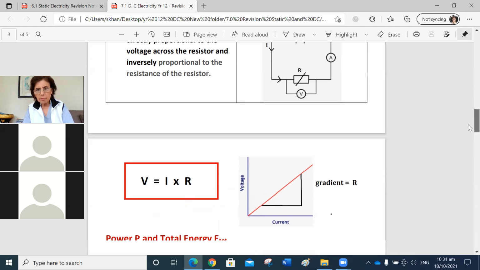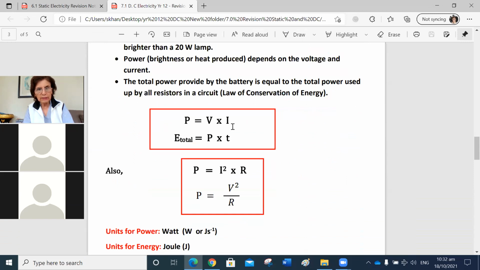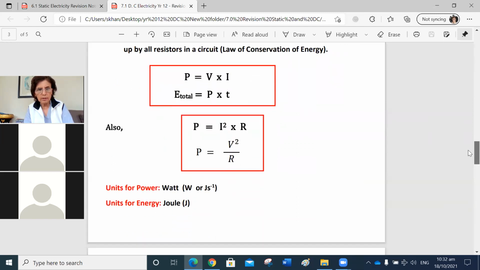Now, how much is power? Power is generally voltage times current. And total energy is E equals P times T. These are the formulas given. These other formulas are not given, but we can derive them by replacing V here or by replacing I there. So these are the two formulas that you can deduce yourself. The unit for power is joule per second or watts.